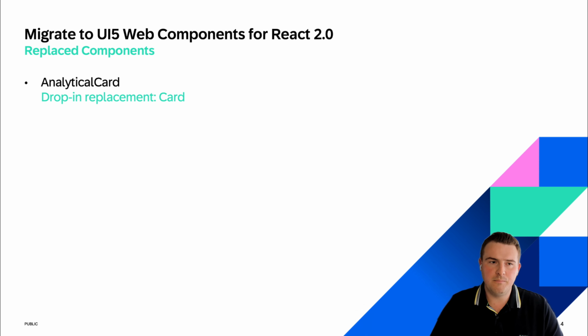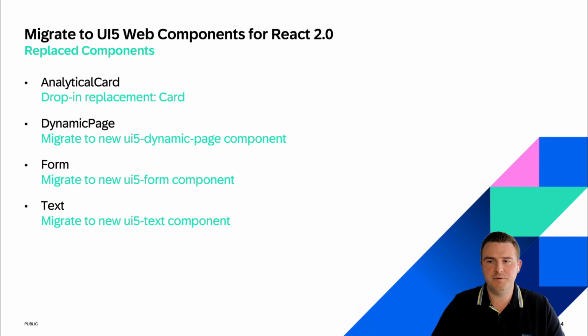Then there are some more complex changes, which are the replaced components, because some components are no longer maintained, or other components are now newly created as UI5 Web Components. So we dropped our React implementation for those. The first category is the analytical card, and there the migration is quite easy because you can just use the card as a drop-in replacement, because it's 100% API compatible.